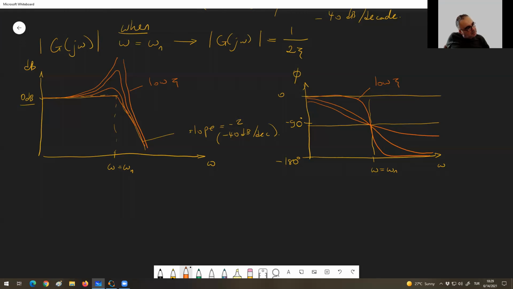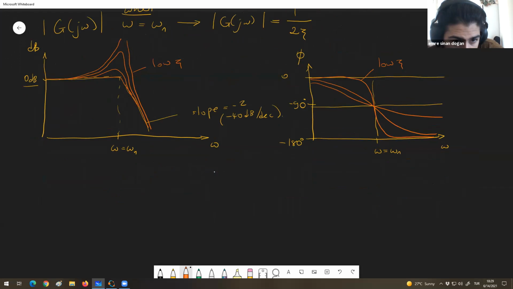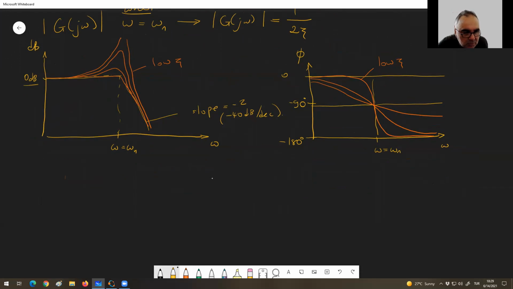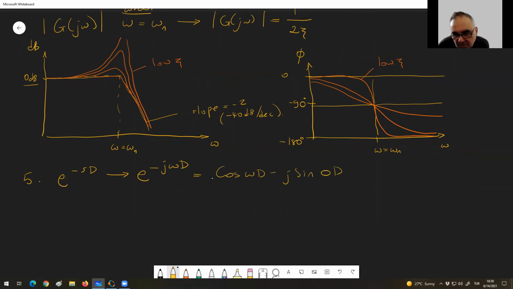All right. So I guess I'll have to stop here. There is one more thing which, let me just talk very briefly about it. The fifth one is e to the minus sD, which corresponds to e to the minus j omega d, which you can write as cosine omega d minus j sine omega d. This is, as I said, the time delay that is seen in certain systems. Now, this thing has a, sorry, I should say j omega d.